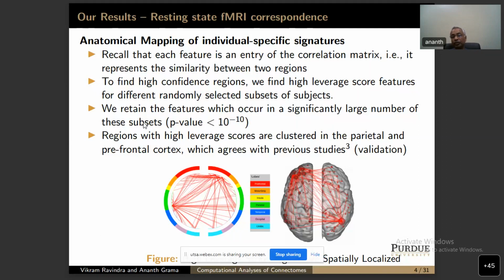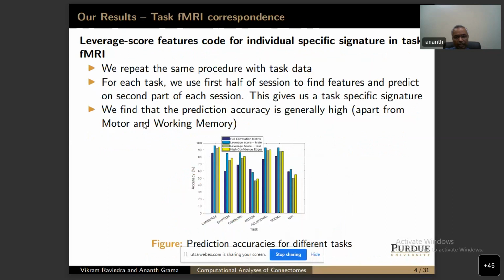And we find that regions with high leverage scores are really clustered in very localized regions of the brain. In fact, in this case, it happens that it's in the parietal and the prefrontal cortex, which really has to do with cognitive processing. And this is beautiful. What it says is that the way we think uniquely defines who we are. So this was a very cool result. I believe this result is in this year or last year's Frontiers in Neuroscience.